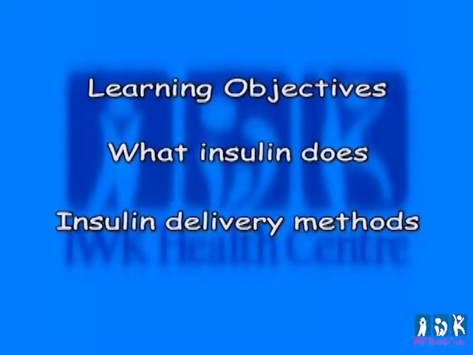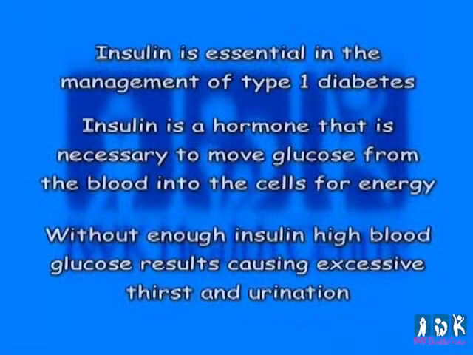Insulin. The learning objectives for insulin are to discuss what insulin does and to review the insulin delivery methods available. Insulin is essential in the management of type 1 diabetes. Insulin is a hormone that is necessary to move glucose from the blood into the cells for energy and normal metabolism. Without enough insulin, high blood glucose results, causing excessive thirst and urination.